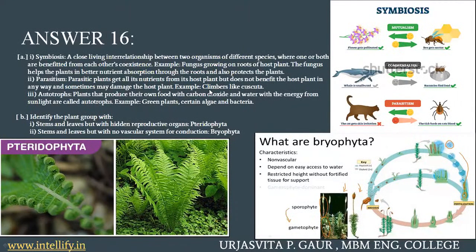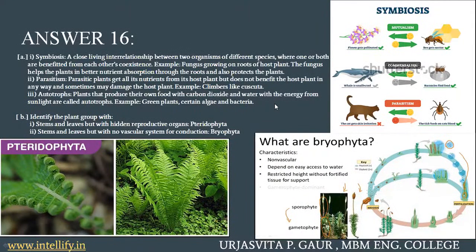The example of this is Cuscuta, and if you want to understand it in a better way, you can understand it from a cat, which gets skin irritation from the bugs or ticks that feed on the cat's blood. So this is a one-way process where the tick benefits from the cat's blood, but the cat is not benefited from the tick in any way. In fact, it gets an irritation, so it's very harmful for the cat. So this is a parasitic relationship.